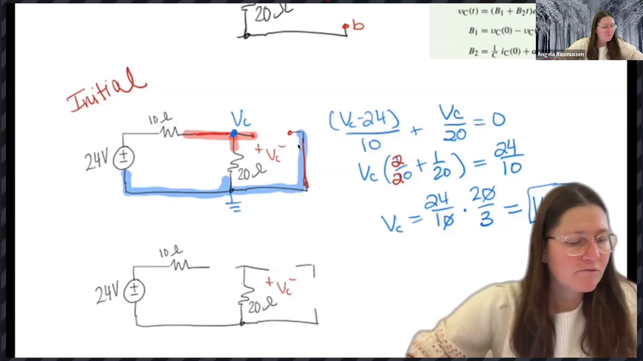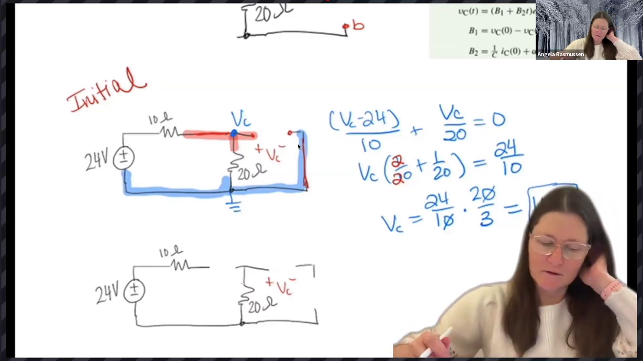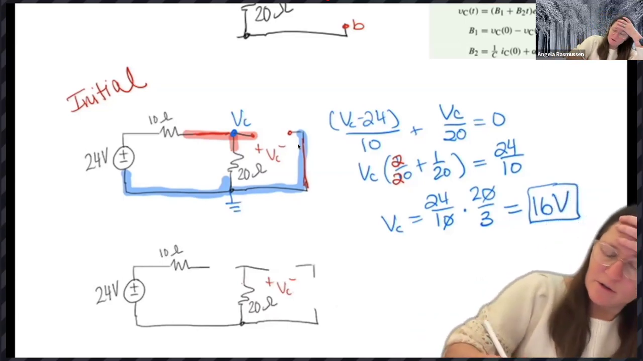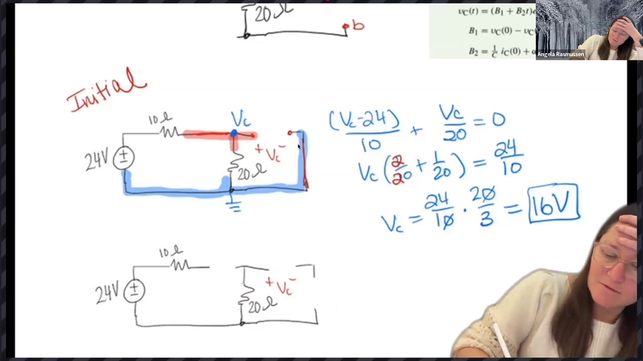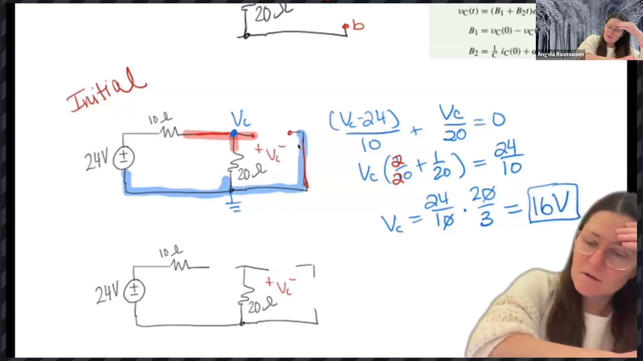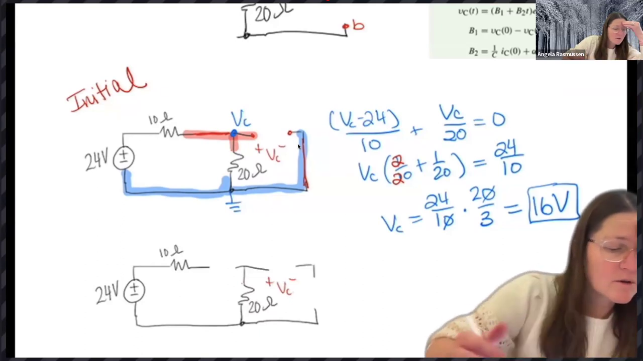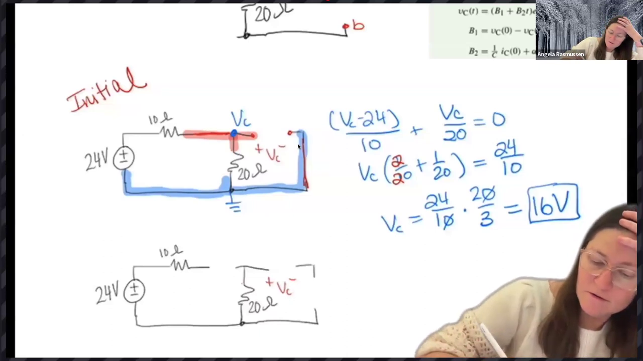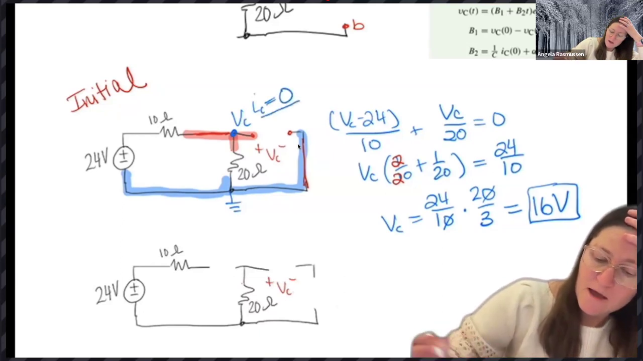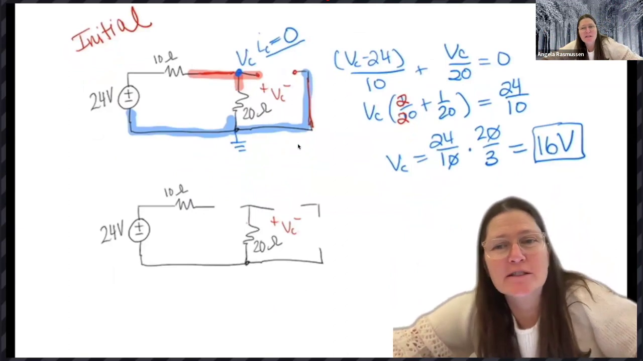And we need IC of 0. So IC of 0... I'm going to take back what I said. So IC of 0 can be found from this, and it's just going to be 0 in this case.